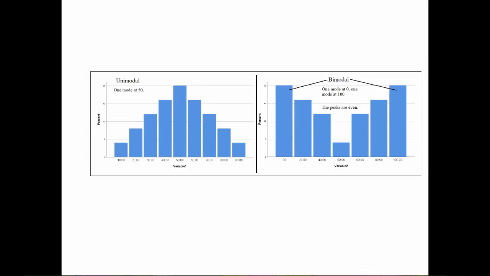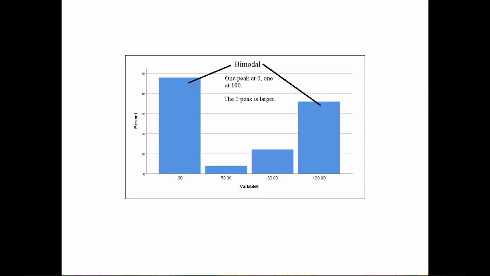Here is an example of a graph that is unimodal, with one mode at 50. Here is an example of a bar graph that is bimodal, with one mode at 0 and the other mode at 100. The peaks are about the same size. Here is an example of a bar graph that is bimodal, with one mode at 0 and the other mode at 100. The 0 peak is larger than the 100 peak.